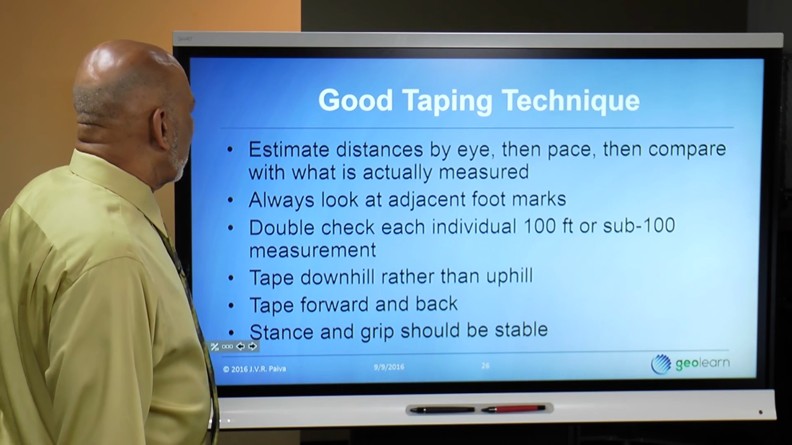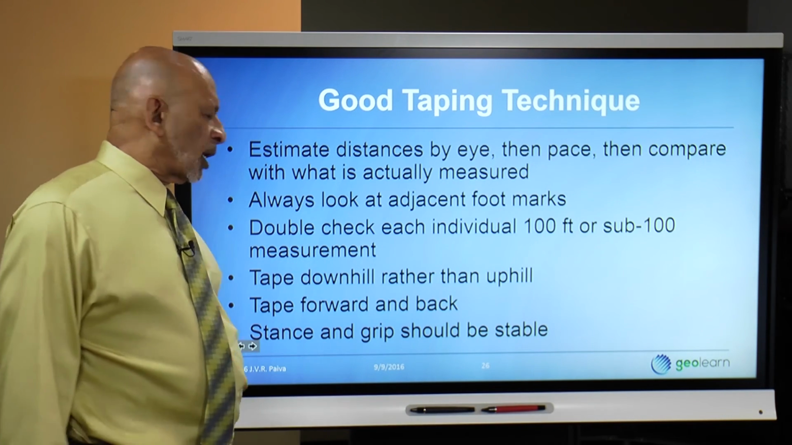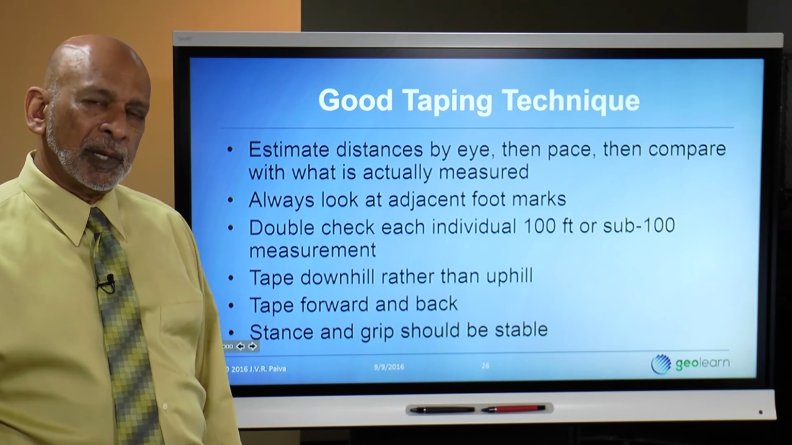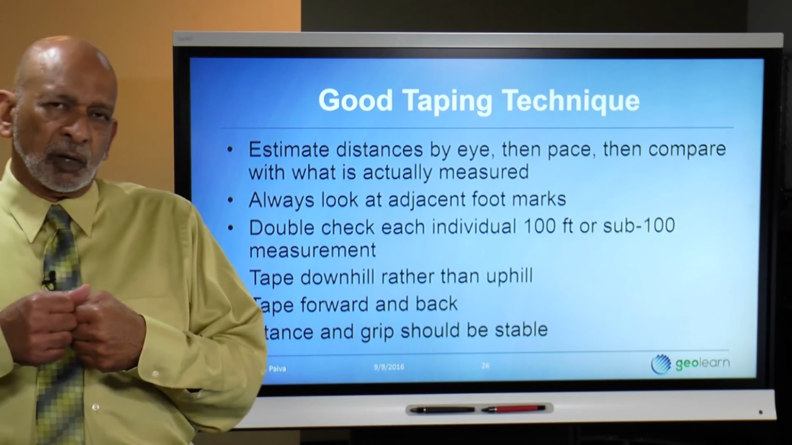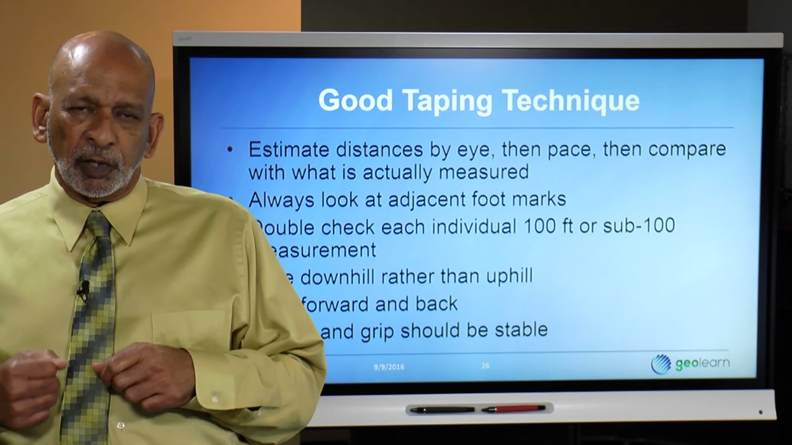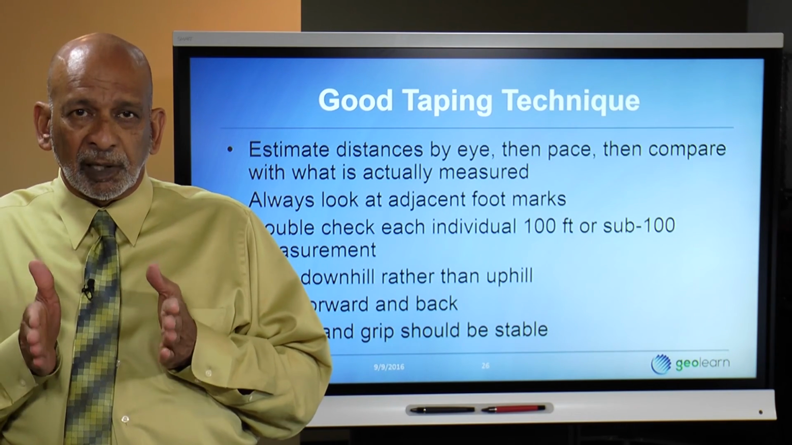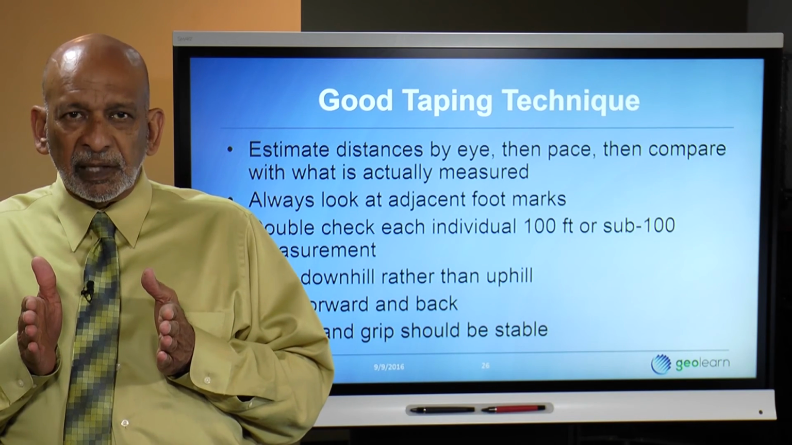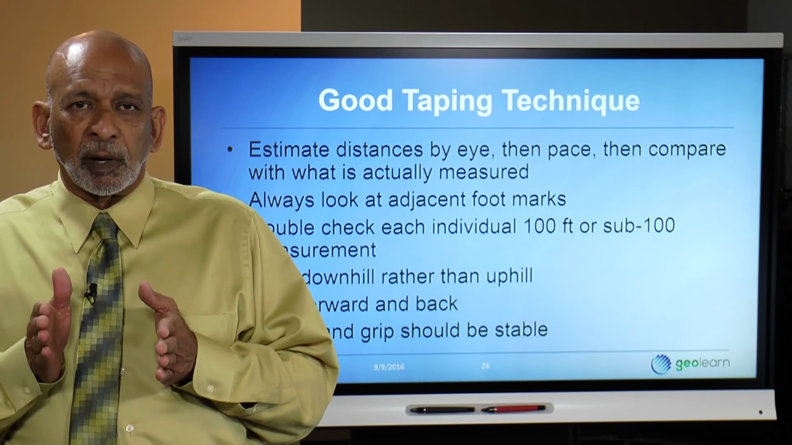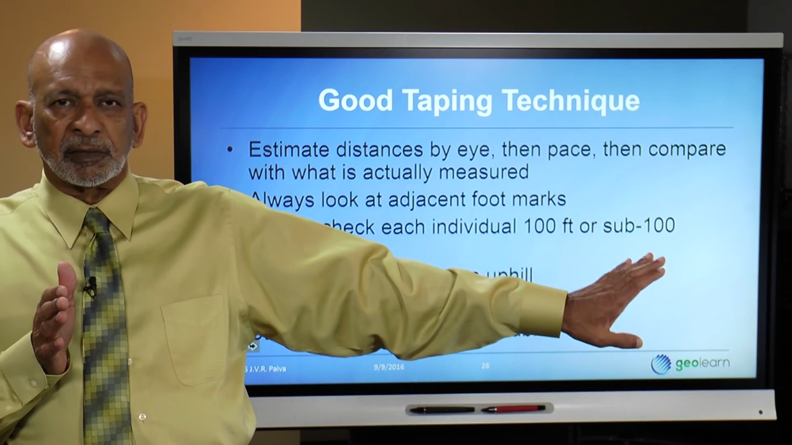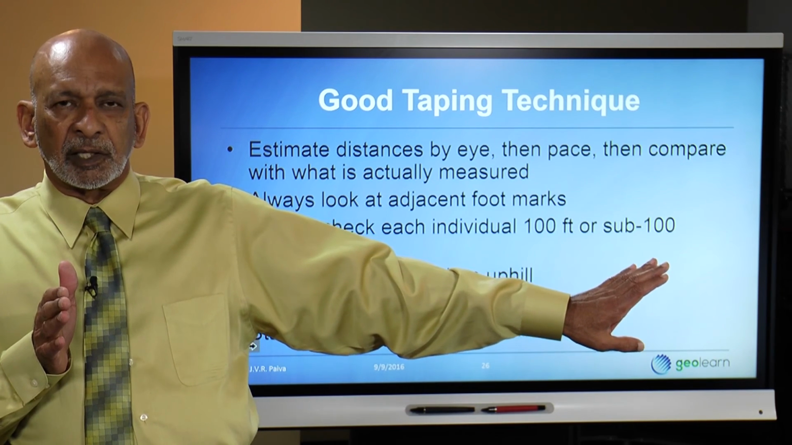Always double check each individual 100-foot or sub 100-foot measurement. What do I mean by this? Here you are, using the tape, end supported or fully supported. You stretch the tape. If you're the rear tape man, you're making sure that you have 100 on the mark and the front person is reading off tenths and hundredths of a foot.